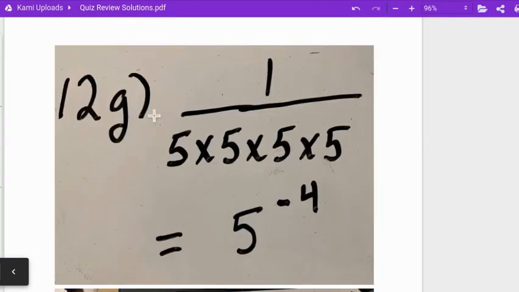The last one, G, is we're given 1 over 5 times 5 times 5 times 5. And we know that we have 5 5s in the denominator. We've divided by 5 4 times. Oops, I said 5. 4 times, so we write that as 5 to the negative 4. These two are the same. This is a power of 5, and this is what it means.